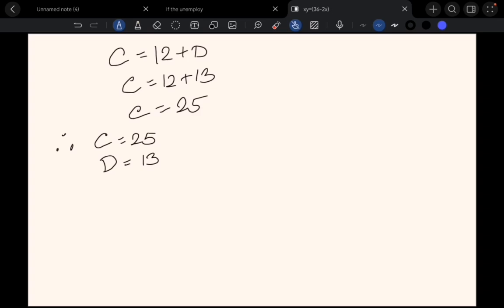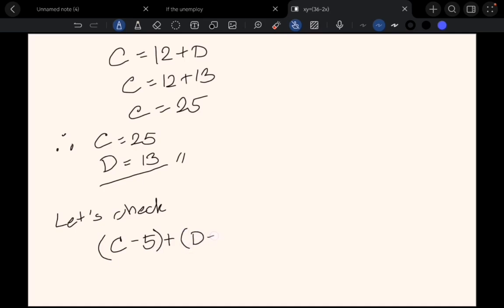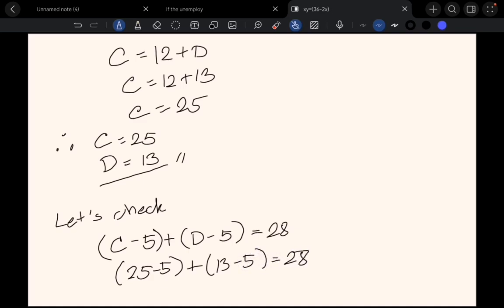But of course, we will not stop there. As always, we will check our work to see if it is correct. Remember, we will use the equation of 5 years ago. So that's C plus D equals 28, and since those are both 5 years ago, that's C minus 5 plus D minus 5 equals 28. Now let's substitute both values here. So C equals 25 minus 5 plus 13 minus 5 equals 28.